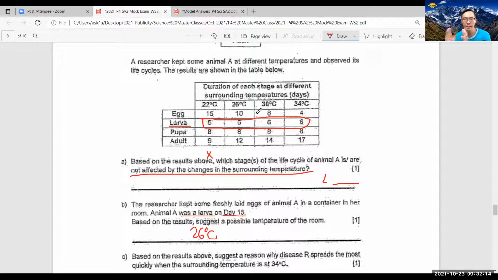Because the first 10 days is the egg stage, the next 6 days is the larva stage. So the 15th day is 1 day before it goes to the pupa stage.